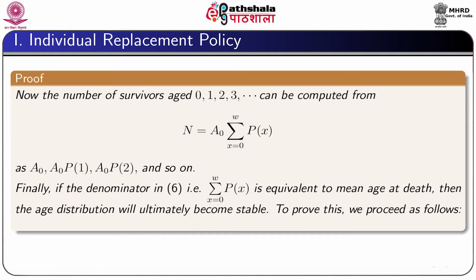Now, the number of survivors aged 0, 1, 2, 3 can be computed from the relation n equal to A 0 into sigma x equal to 0 to w capital P x, as A 0, A 0 P 1, A 0 P 2 and so on. Finally, if the denominator in 6, that is sigma P x, x equal to 0 to w, is equivalent to the mean age at death, then the age distribution will ultimately become stable. So, to prove this result, we proceed as follows.